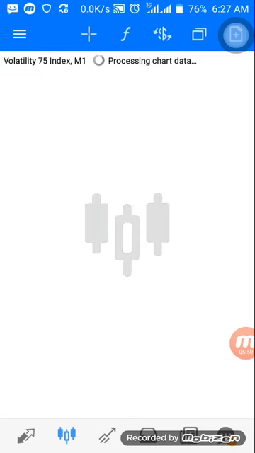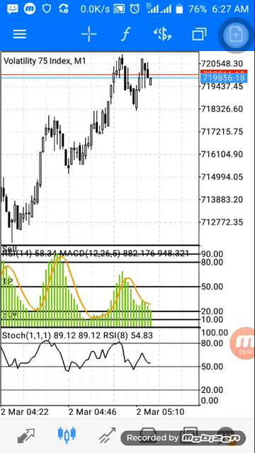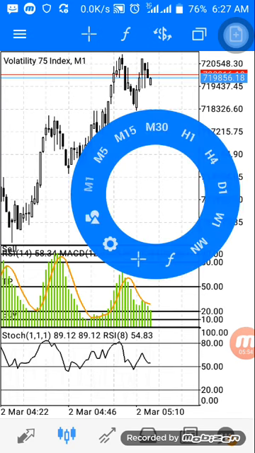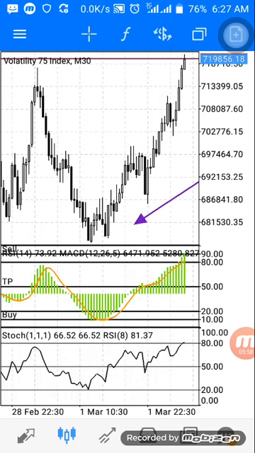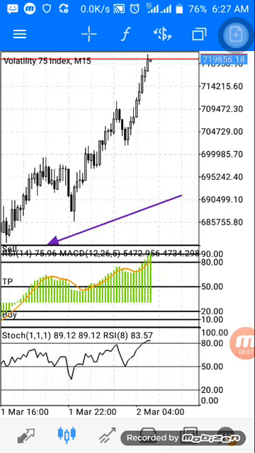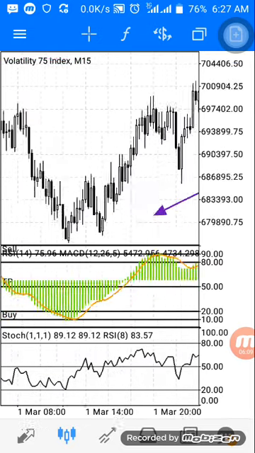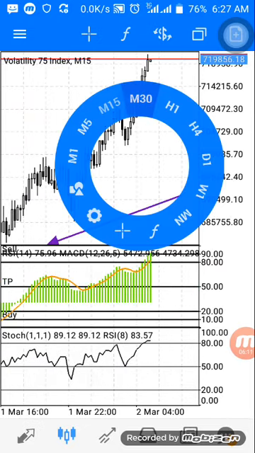And then I want to talk about the time frame. If you want to trade this setup, you're going to be using the 30 minutes time frame. Okay, 30 minutes is what is recommended. You could use 15 minutes, or you could use 5 minute time frame, but I recommend 30 minutes.